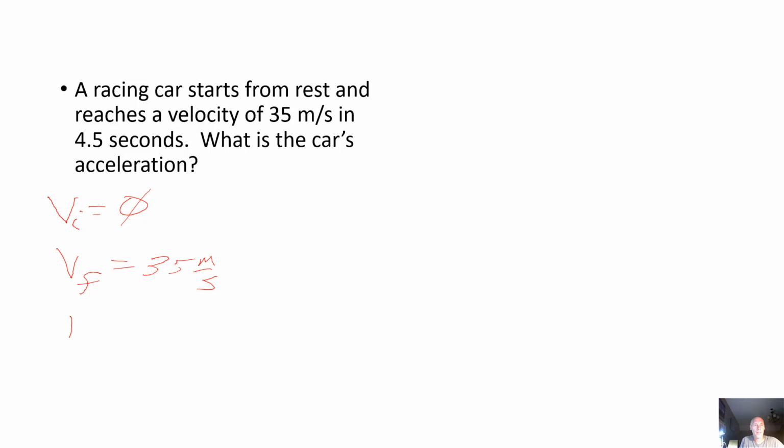And your time is 4.5 seconds. And they've got to find the acceleration. That's your unknown. So you look at those formulas, and the one formula that fits the bill, that has all of the variables except the one you need, is going to be this one, your definition of acceleration. So you write the formula. Acceleration is VF minus VI over your total time, delta t.